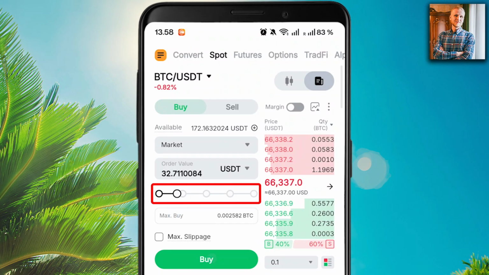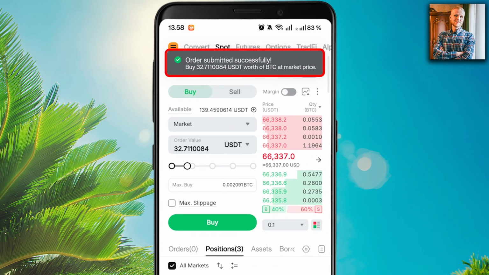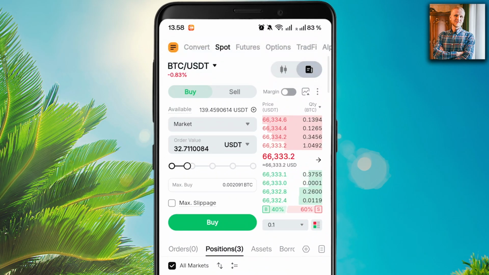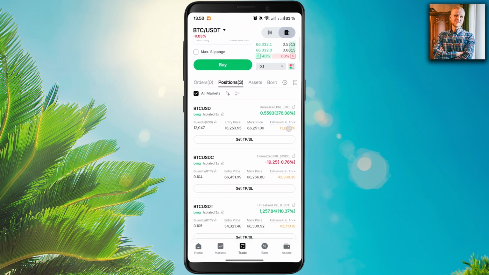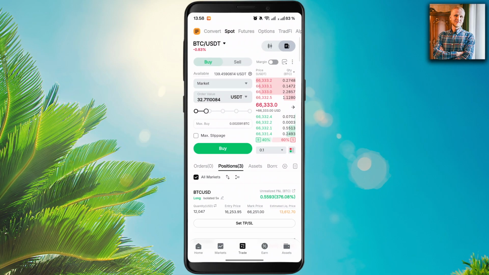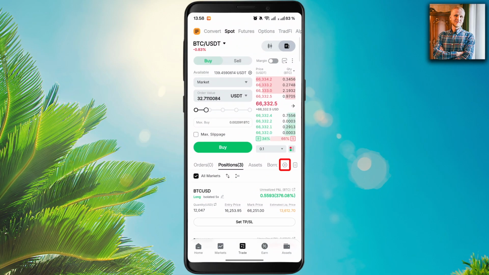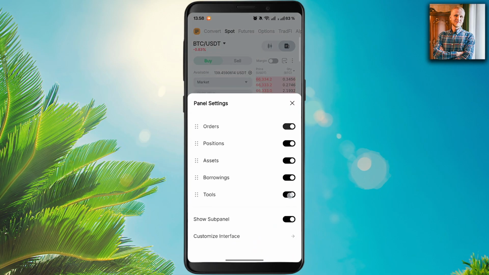Scroll this one, click here buy, and that's how you get ownership for the products when you withdraw them to your own wallet. The interface is easier than MT5. You can see your positions here, and you can also adjust. You can choose here which ones you want to see, what you don't want to see.